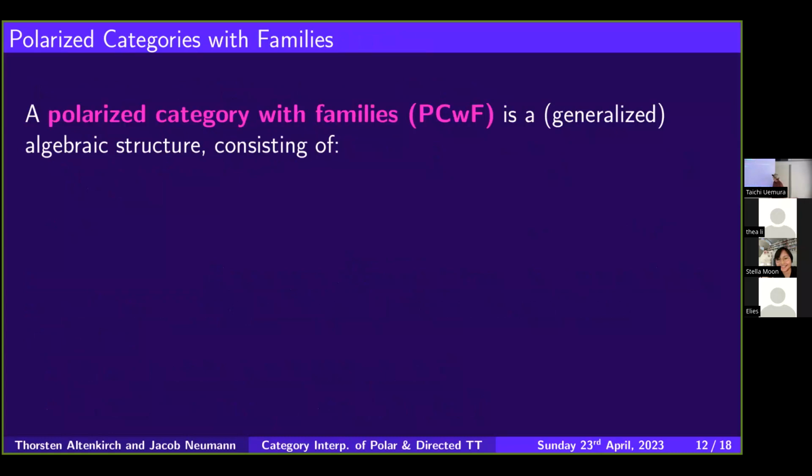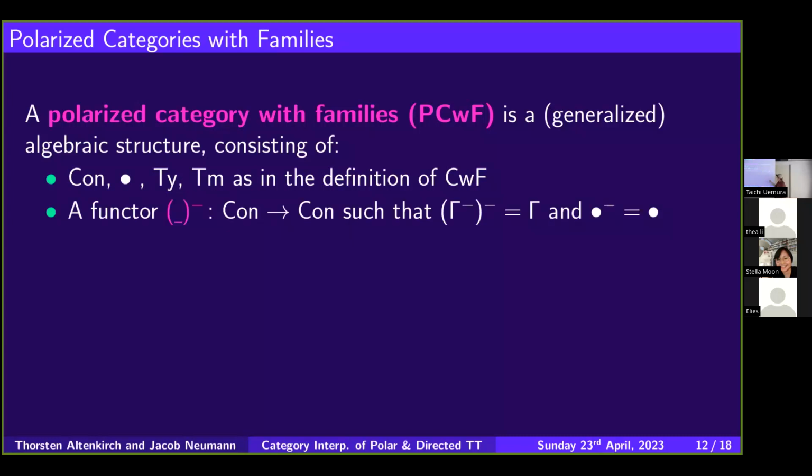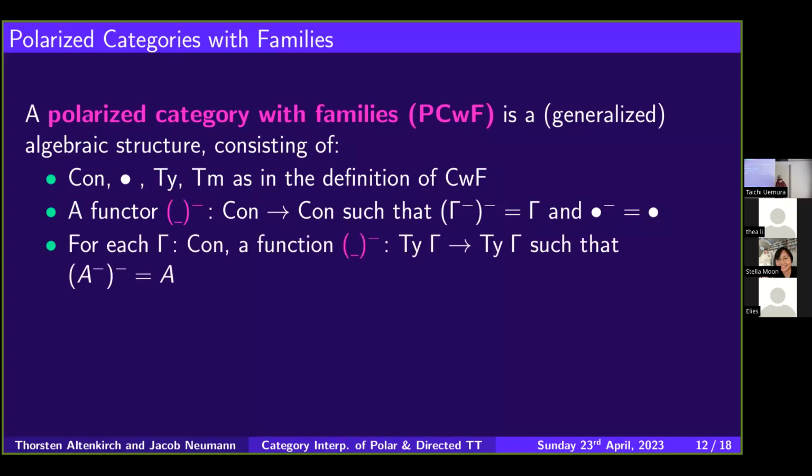And so this leads me to this definition of polarized categories with families. We abstract these details that we found in the category model to a kind of general structure. And so it's basically the same ingredients as the CWF, so context and types and terms, but then we have this context negation operation, so a functor on contexts, satisfying some laws that we might want, as well as on types, a type negation operation.